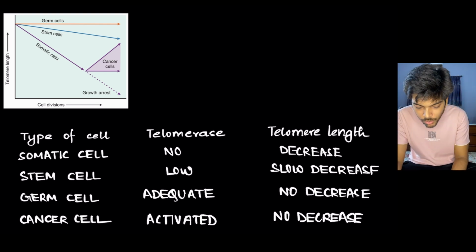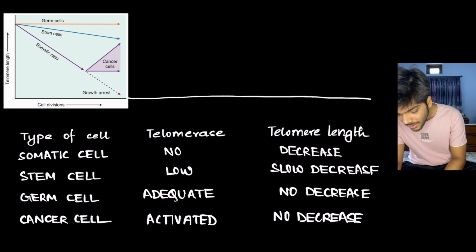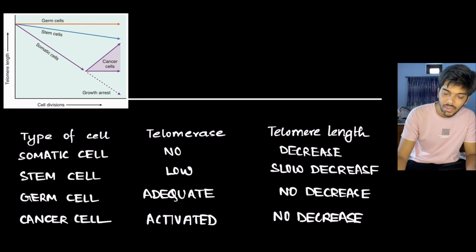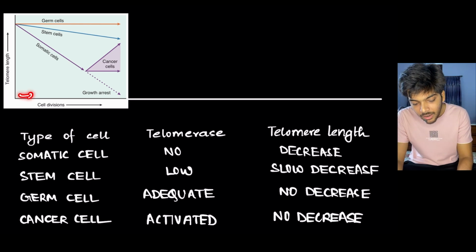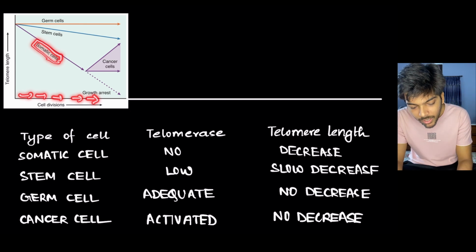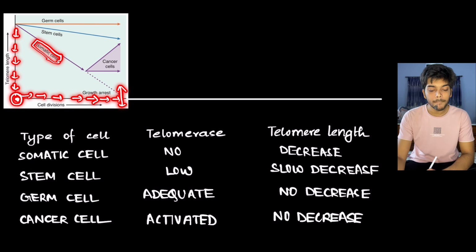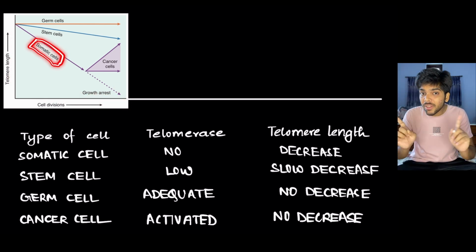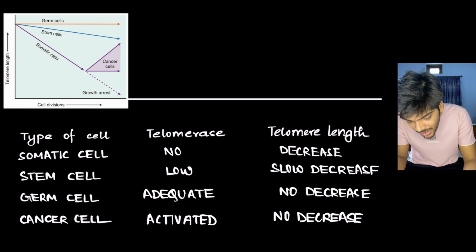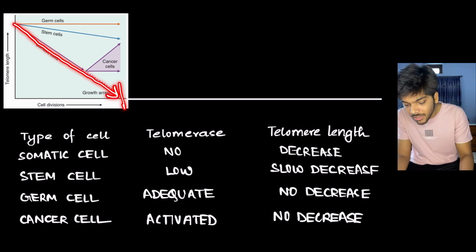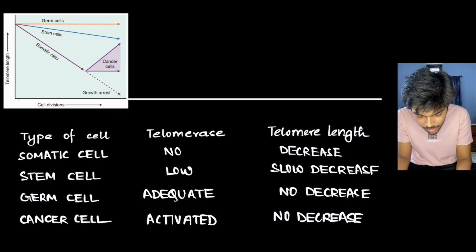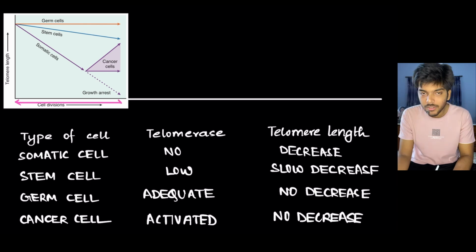Look at this graph. So in x-axis you have cell division, and in y-axis you have telomere length. So with every cell division in somatic cell, the telomere length is decreasing. Once the telomere length becomes zero, the cell division stops completely. See, in somatic cell, there is no telomerase activity at all. That is why the cell division has stopped comparatively faster. Cell division has stopped just here.